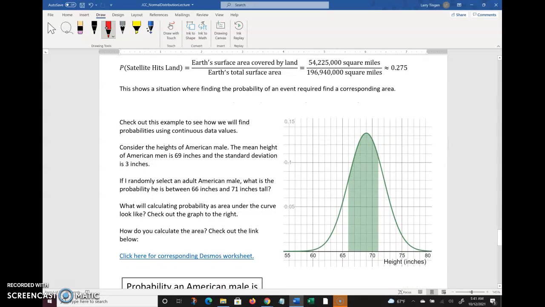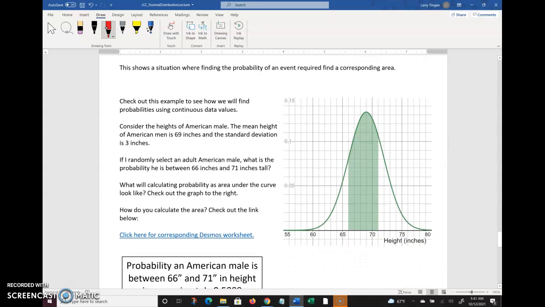So what's this going to look like for us? Let's consider our data set from above, where I have the heights of American males. And I want to calculate the probability that if I randomly select an American male, they fall between 66 inches and 71 inches tall. Well, how do I do this? This is what the graph is going to look like. You can see the shaded area. That area is going to be our probability.